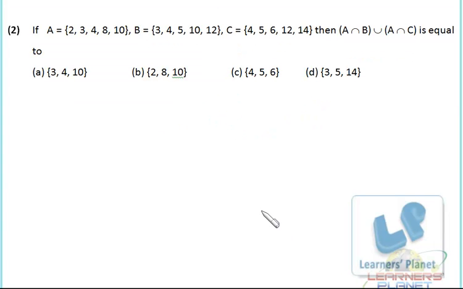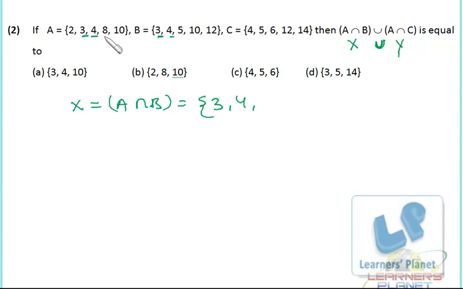Similarly, we see this problem. Here we have to calculate A intersection B union A intersection C. I assume this to be X and this to be Y, and then we calculate X union Y. So first of all, X is A intersection B. So write down the common elements between A and B. We can see 3 is there, I write 3. 4 is there, I write 4. 8 is not there, 10 is there, so I write 10. So that is A intersection B.